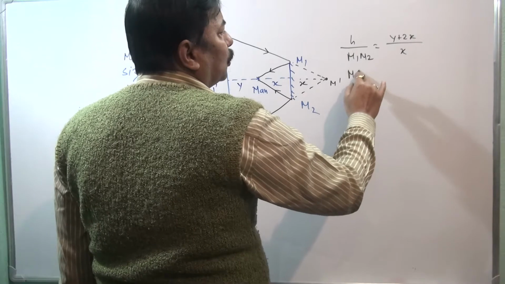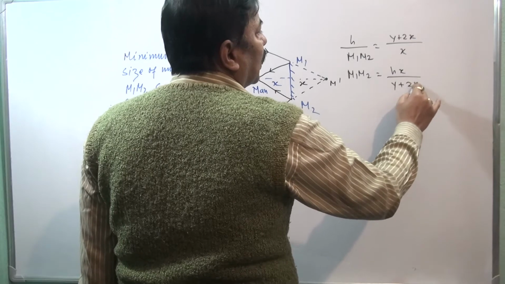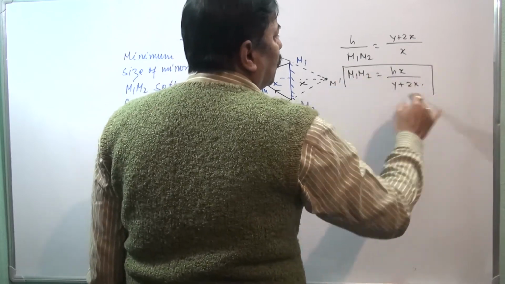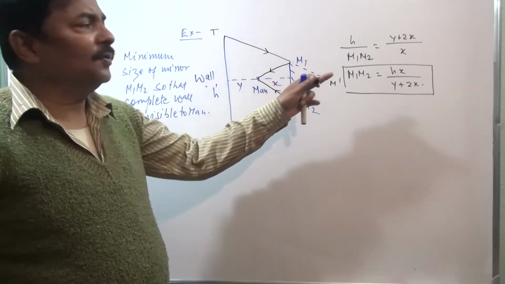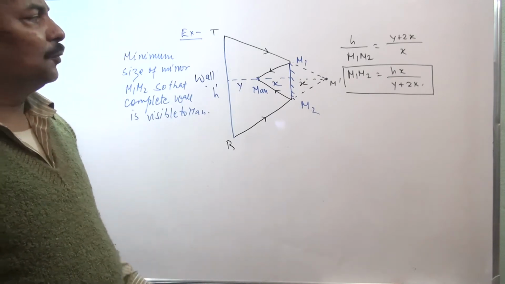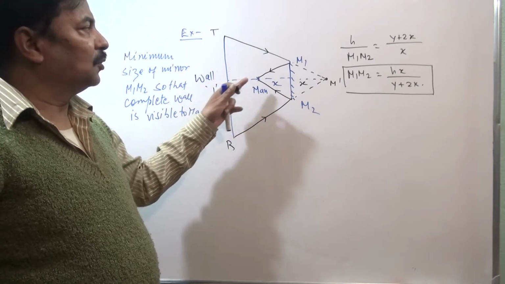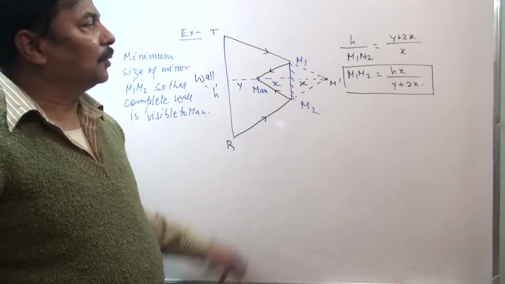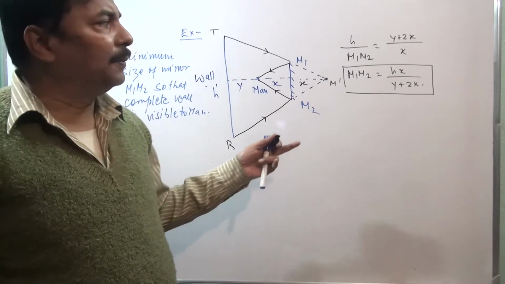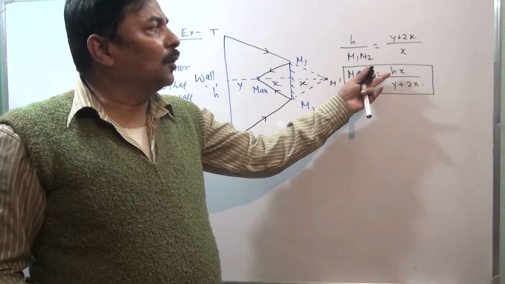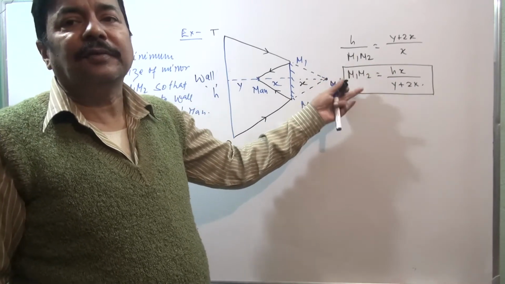So M1 M2 we are getting is hx by y plus 2x. This gives you the answer for the size of the mirror. That means this is the minimum size of mirror which will show the man the complete image of the wall which is behind the man, and the mirror is in front of the man. Here one more thing: different questions can be framed on this concept. Give different values of h, x and y, and you will be getting different sizes of mirror.